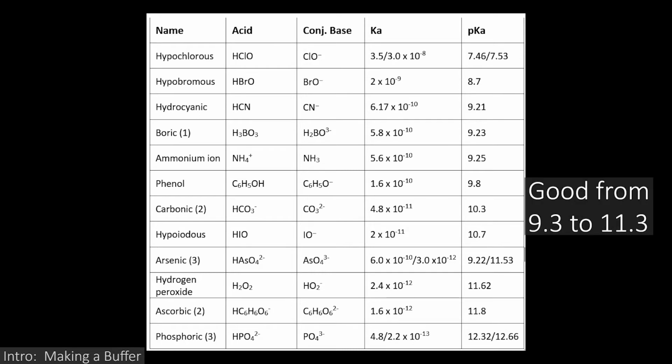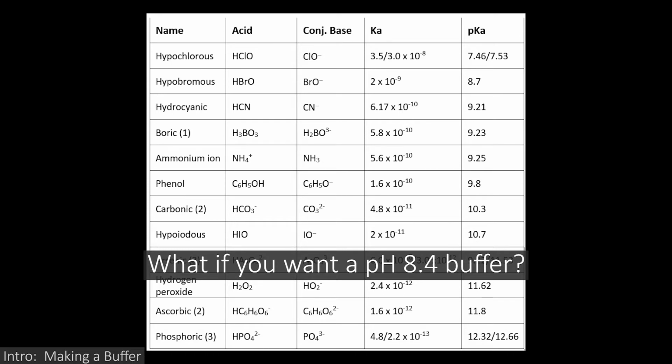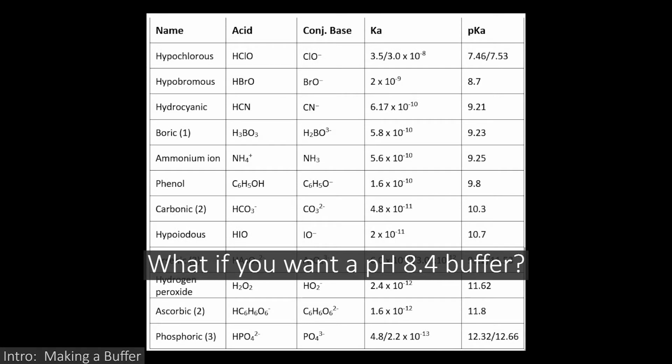However, let's say you wanted your buffer to be some other pH, maybe 8.4. In that case, you would go to a table like this one and find an acid with a pKa within 1 unit of 8.4, and ideally as close to 8.4 as possible. Hypobromous acid here, with a pKa of 8.7, fits that description, so we could use that to make our 8.4 buffer with.